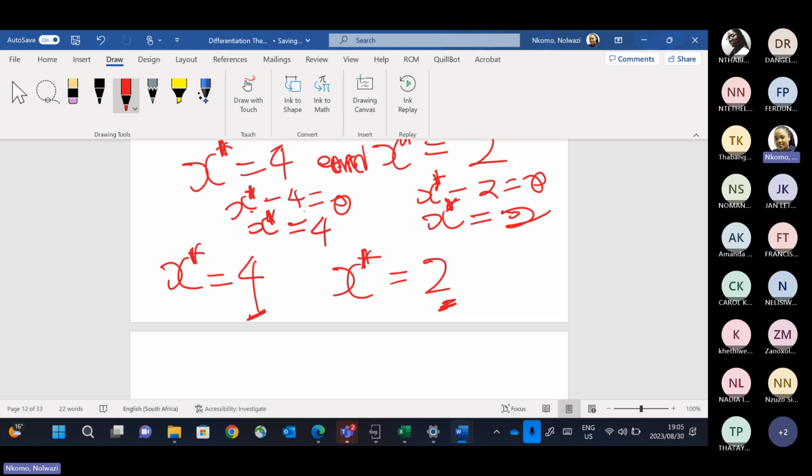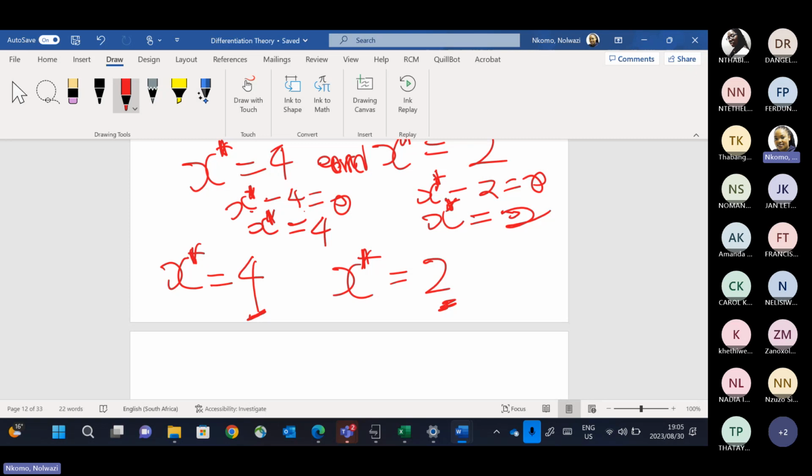But my aim is to find the interval where these 2 points are increasing or decreasing. And remember, I said for you to find the interval, it would be easy once you know which point is the minimum and which point is the maximum point.